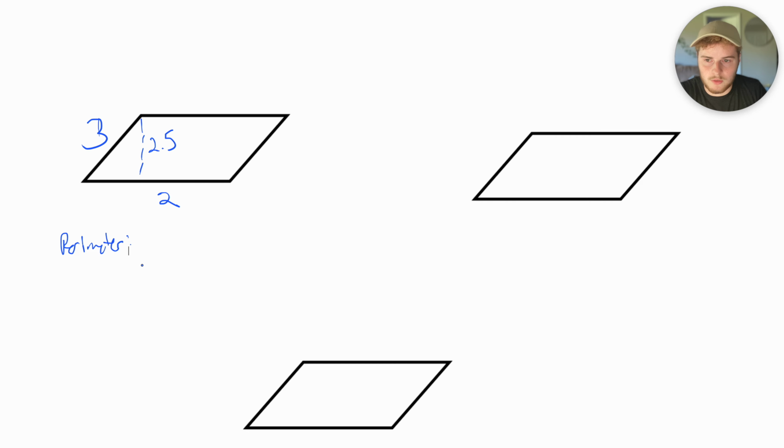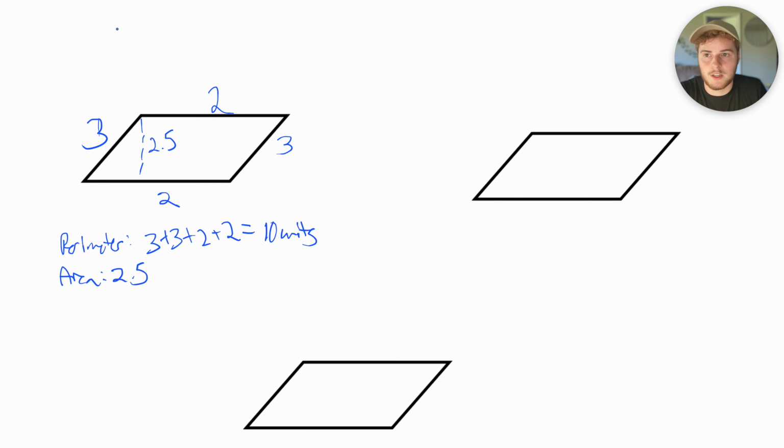So you might think we don't have all the sides. How do we find the perimeter? That's a good question. We know that one of the properties of parallelograms is that the opposite sides are the same. So we can just fill in these sides. 3 plus 3 plus 2 plus 2. So that's 6 plus 4. It's 10 units long.